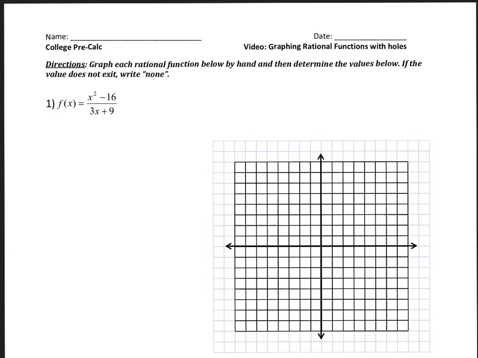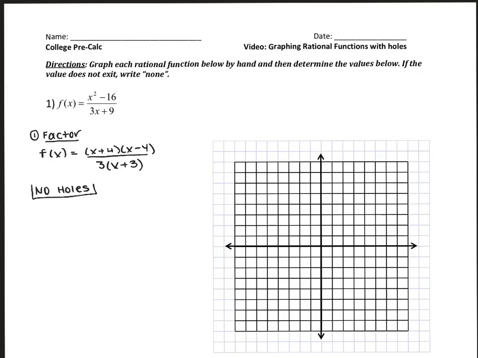Just like we did yesterday, we're going to find the factors first to find any holes and vertical asymptotes. So step 1 will be to factor. I can factor the numerator because it's a difference of squares, x plus 4, x minus 4. And I can factor the bottom to take out a GCF of 3, and I'm left with x plus 3. Since nothing cancels, we have no holes. So we can go ahead and write that, no holes.